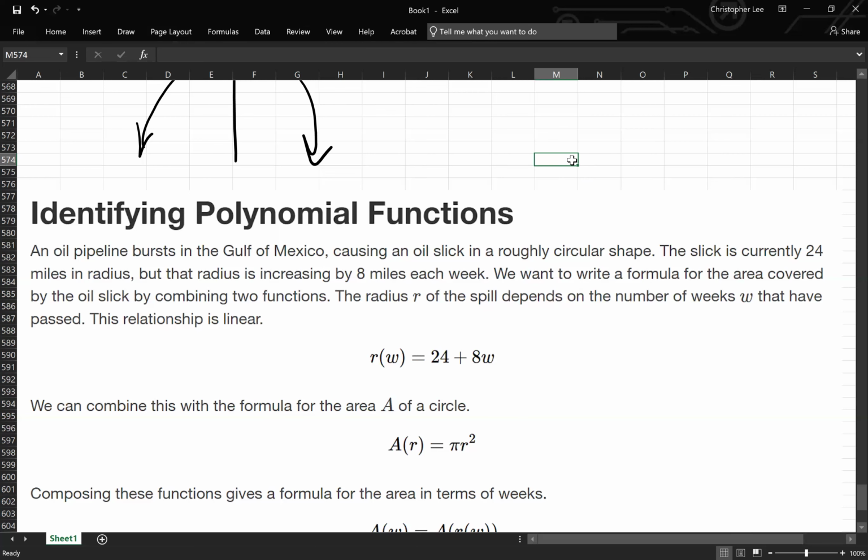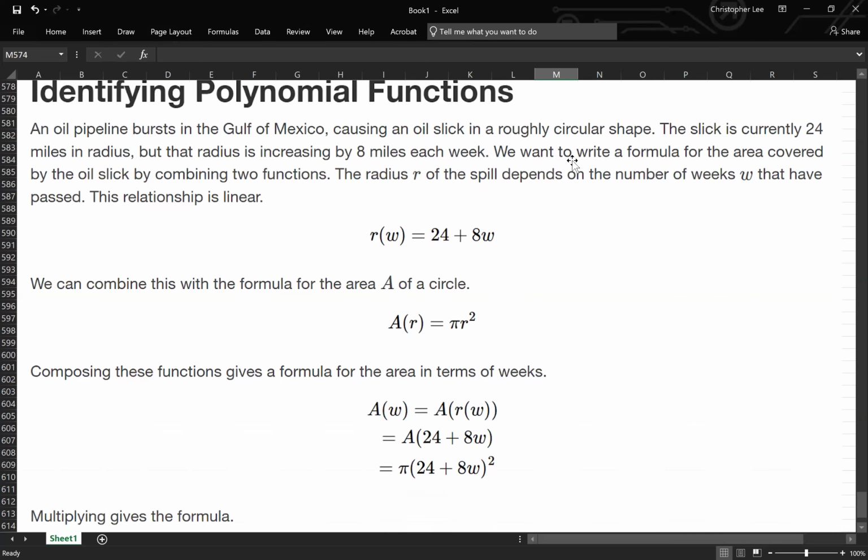So we can combine this with the formula for area, which is pi r squared, the area of a circle. Composing these functions together gives us a formula for the area in terms of weeks. So A of w is equal to A of the radius per week. Just plug in 24 plus 8w, and then plug that into the area for the circle. So pi times (24 plus 8w) squared.